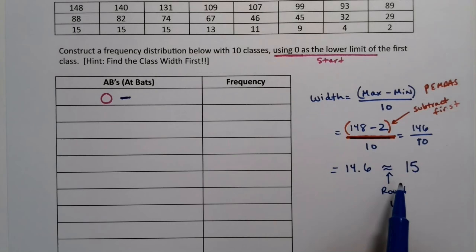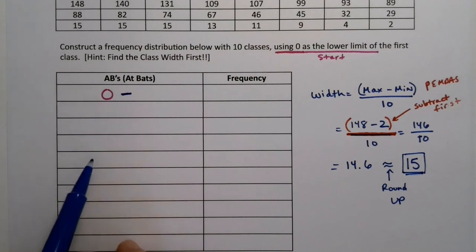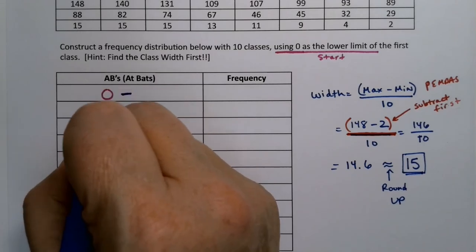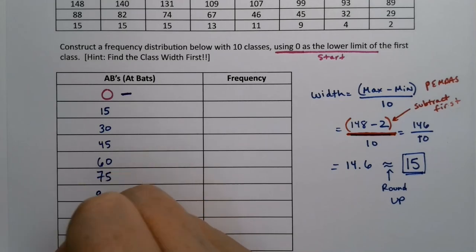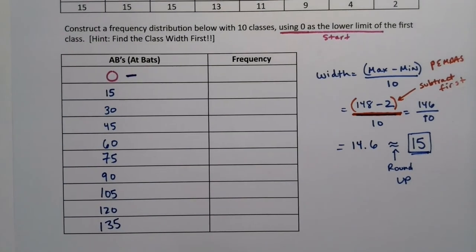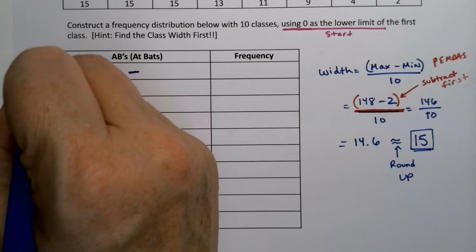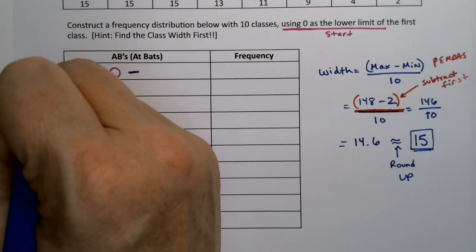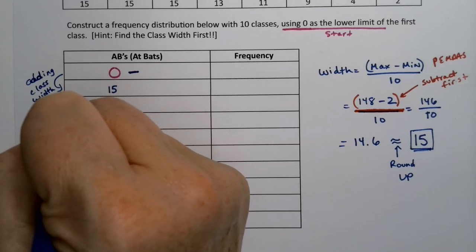Okay, now how does that help me? Well, if I take my class width of 15, I'm going to add it onto my lower class limits. So this was 0, 0 plus 15, 15 plus 15, and so on, and so on. There are all my lower class limits. And I find those by adding the class width to get all those new numbers. So I start at 0 because it told me so, and then I add 15, add 15, add 15, and so on.